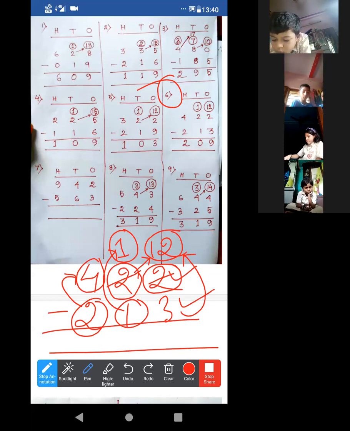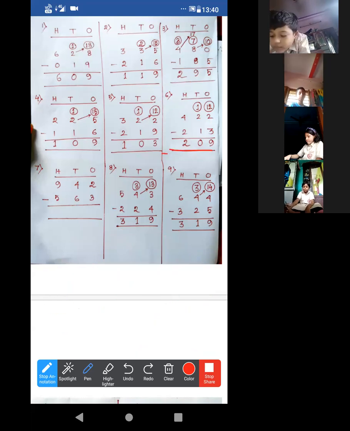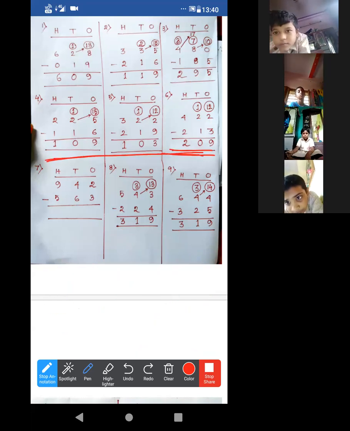If we count this one after 3 till 12, it will be 9 places. 1 minus 1, same number, 0. 4 minus 2. After 2, 3 and 4, 2 places only, so 209. Okay. The 6th one, right? Completed up to this. Now let me check the copy.